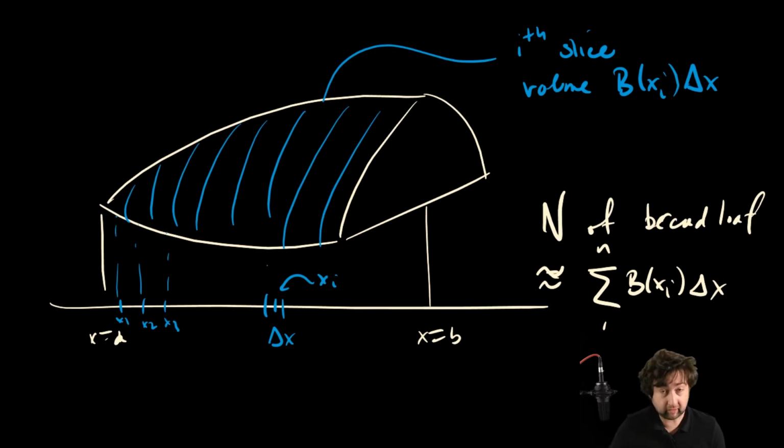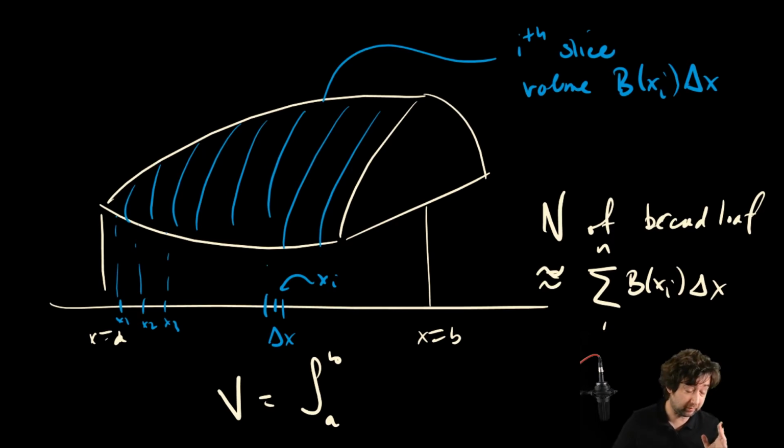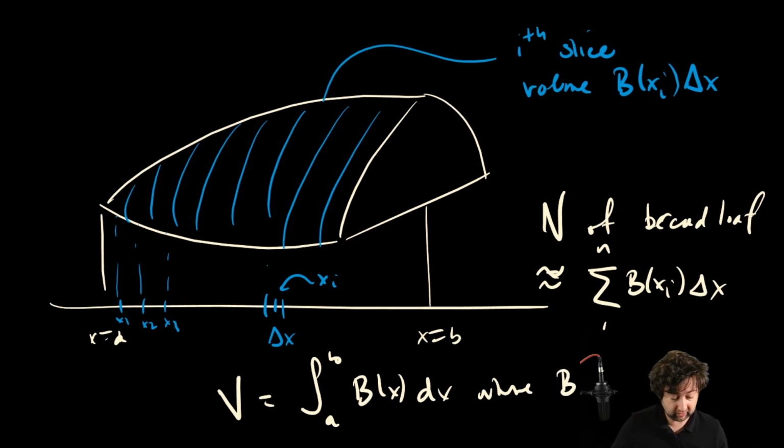So this is where our formula for the volume using this sort of cylinder method comes from. V is equal to the integral from a to b, because that's where the slices start and stop, of b of x dx, where b of x is the cross-sectional area.